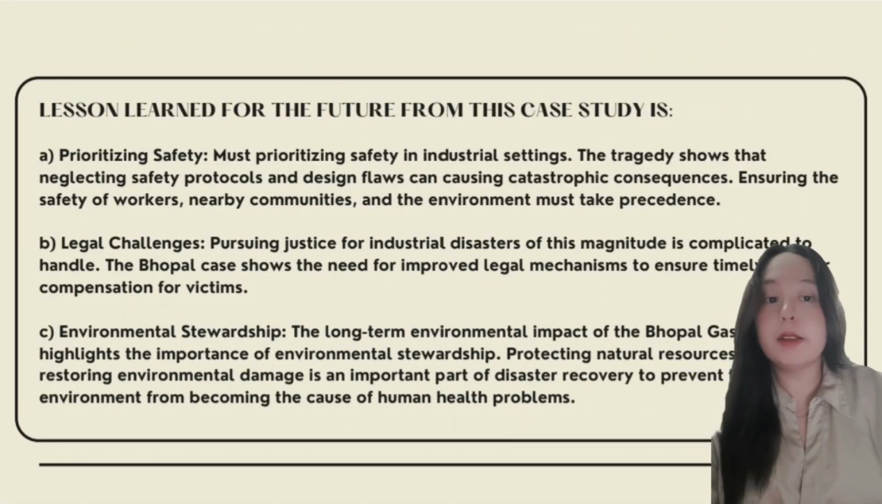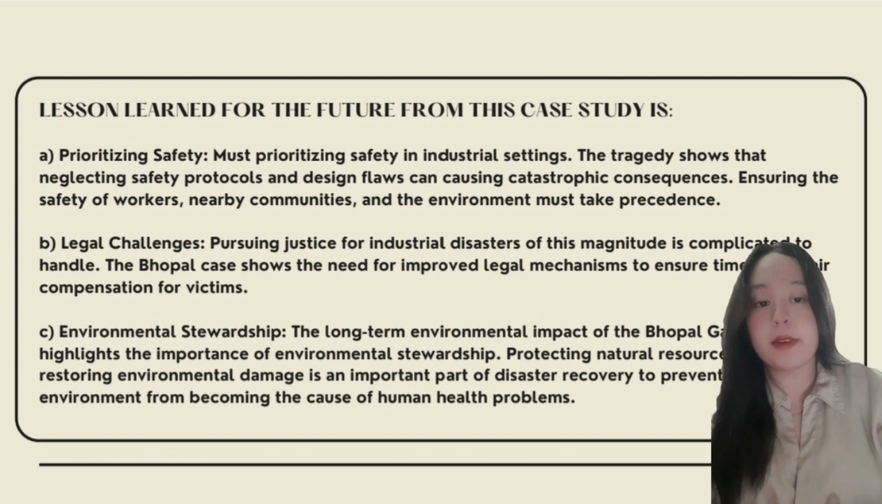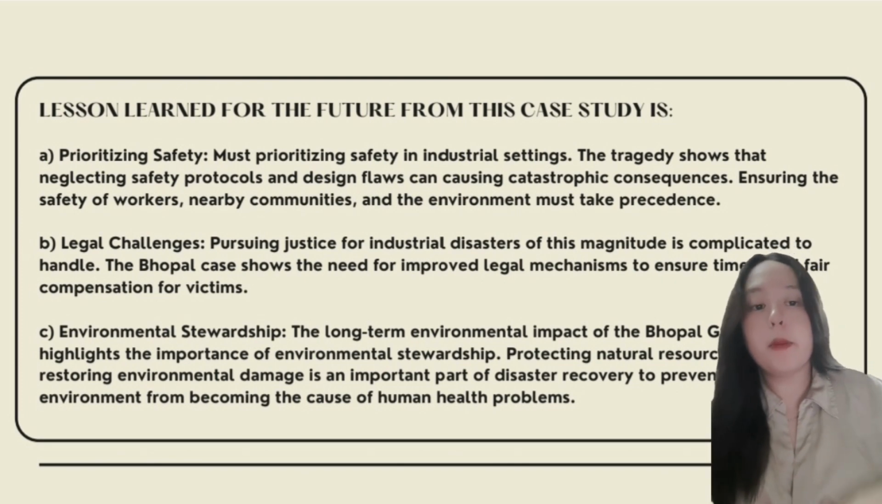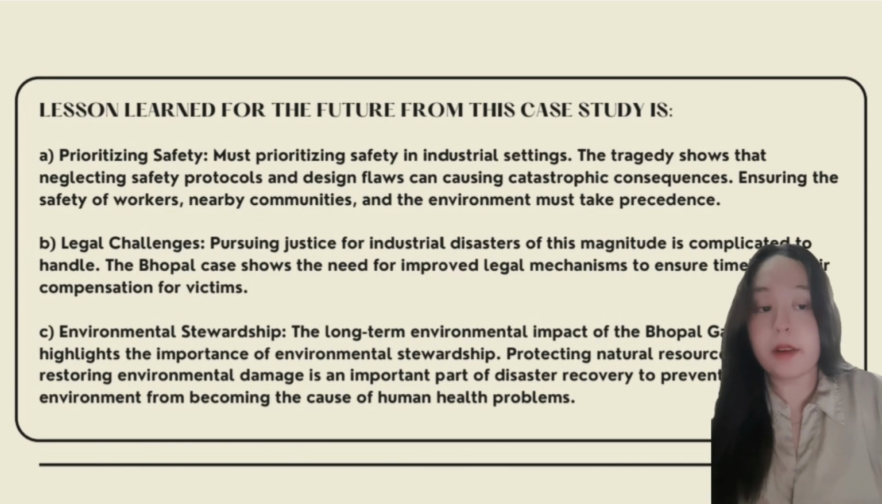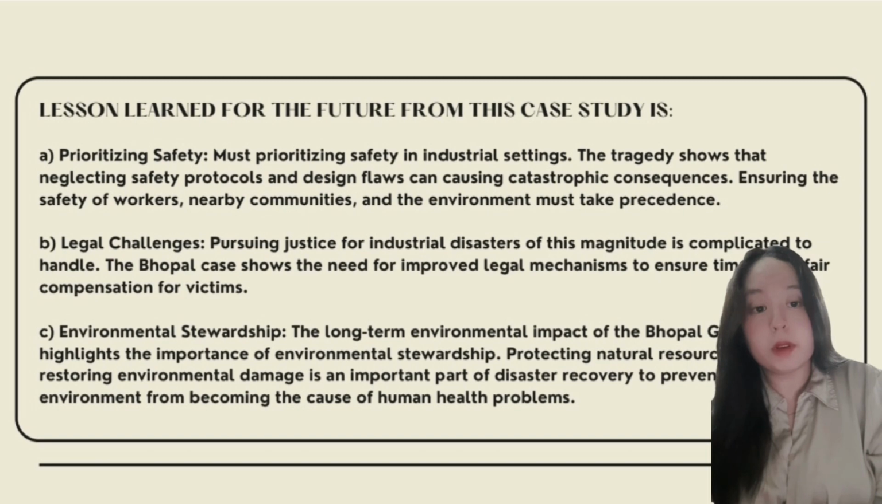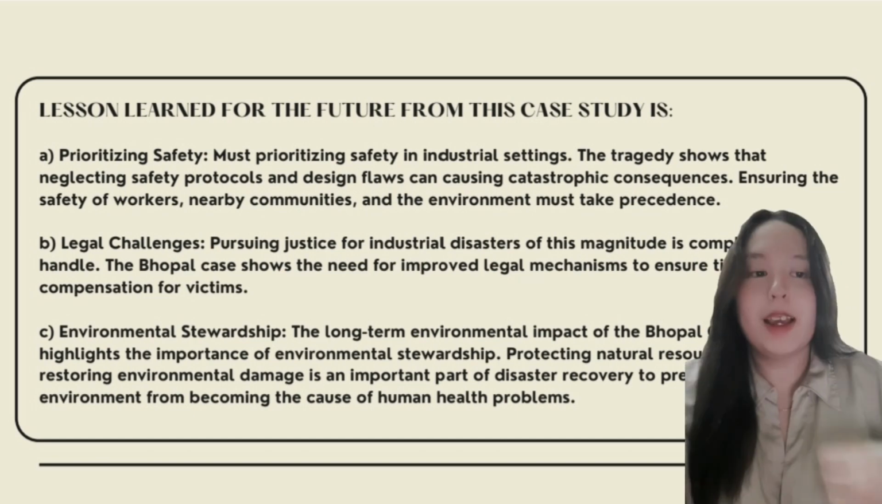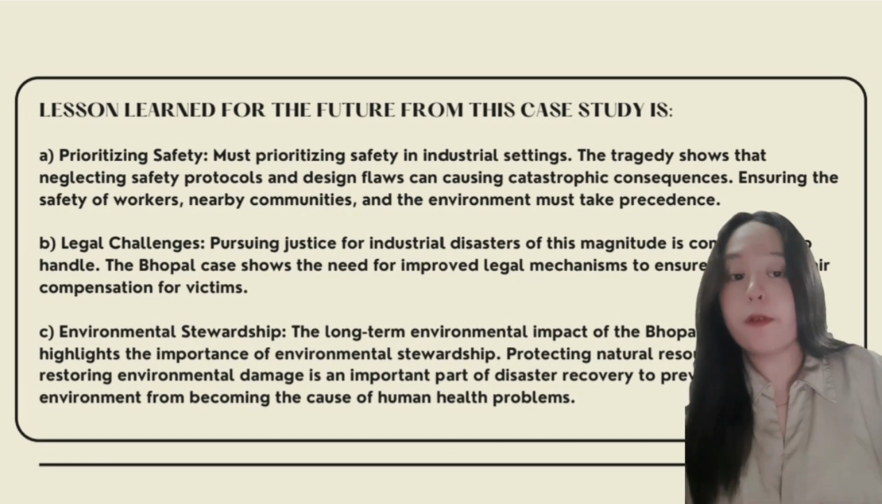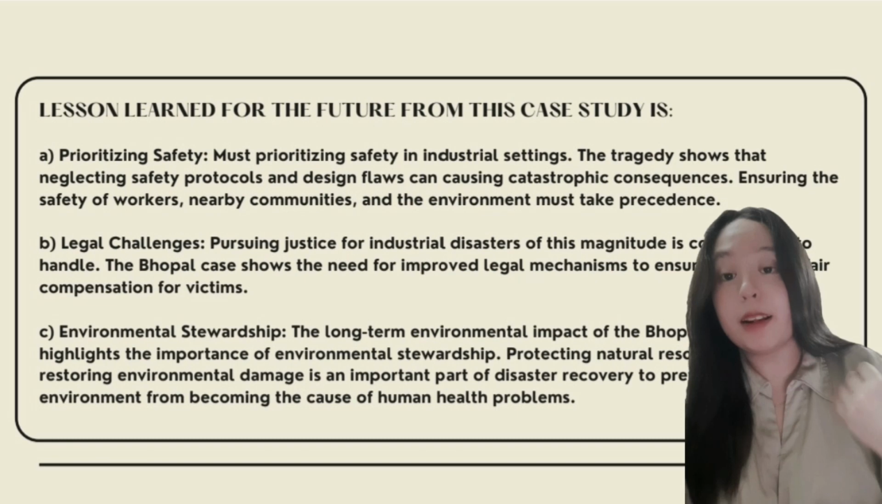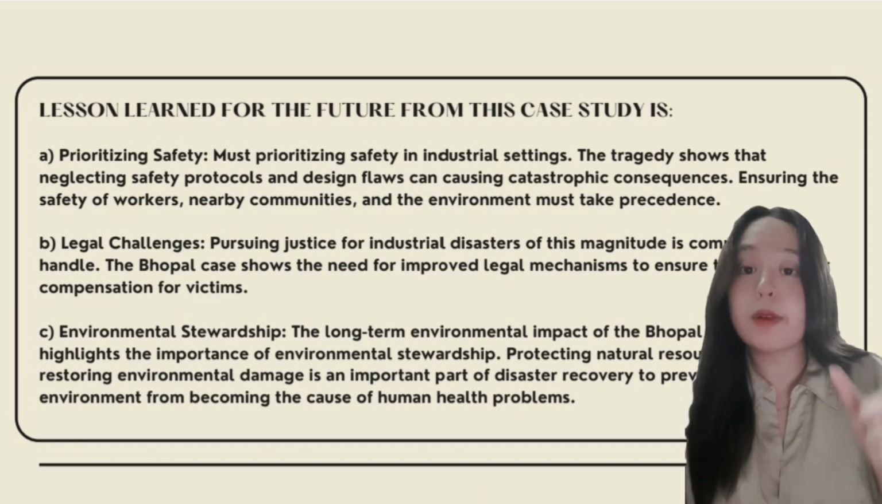The lessons learned from these cases: A, prioritizing safety. We must prioritize safety in industrial settings. Studies show that neglecting safety protocols and design flaws can cause catastrophic consequences. Ensuring the safety of workers, the nearby community, and the environment must be taken seriously.